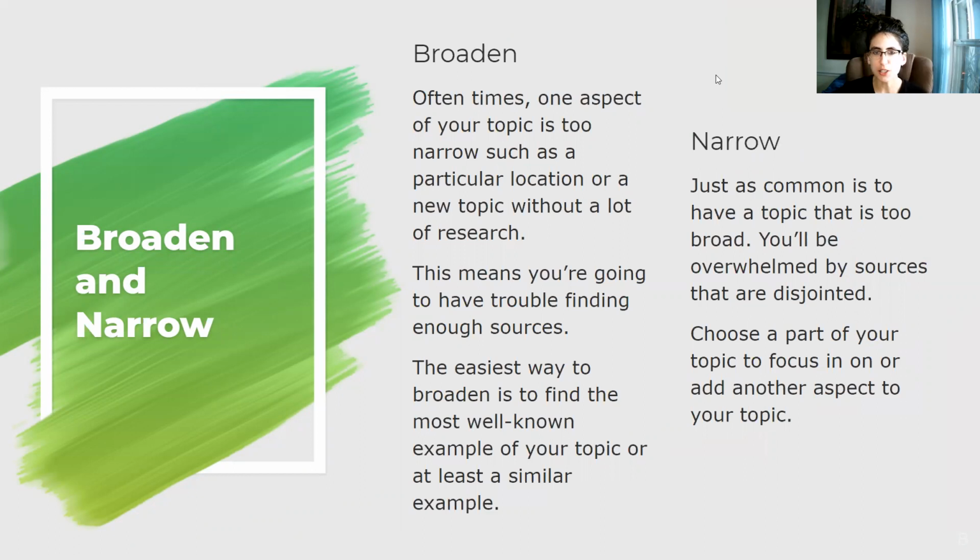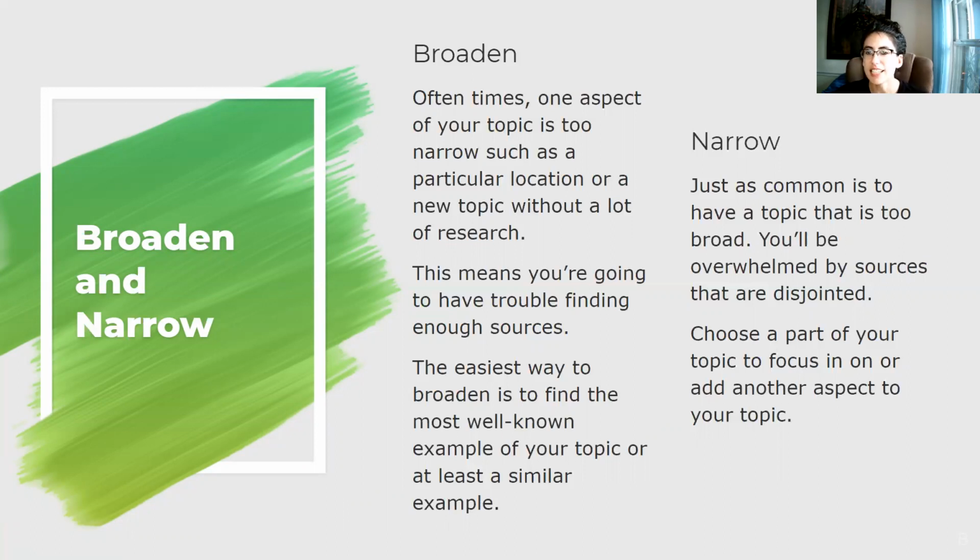The easiest thing you can do is broaden and narrow your topic. So oftentimes there's just one piece of your project that is way too narrow, and that's why you're struggling to find sources. So what you'll want to do is broaden that part. If you keep it too narrow, you're going to have a really hard time finding resources. So the easiest way is to broaden it up, usually to the most well-known example of your topic, or at least to a similar problem. And I'll talk about this a little bit more later, don't worry.